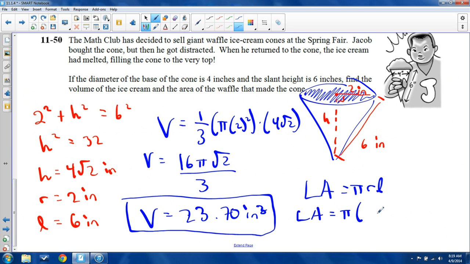That's pi times 2 times L, the slant height, which was 6, which is 12 pi, which is 37.70 square inches.